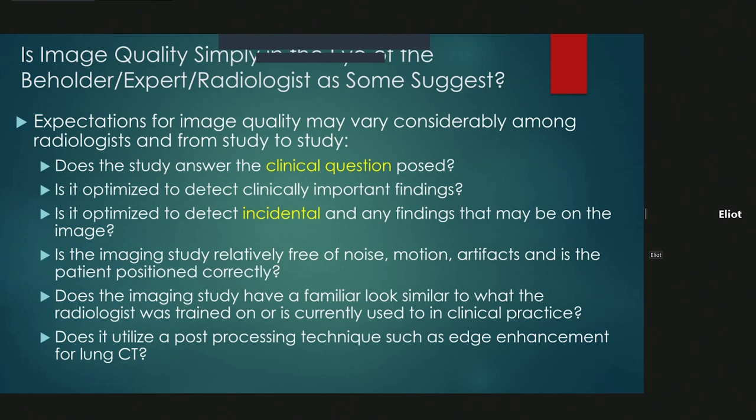And so many radiologists really get used to a particular look and feel, or a particular filter or kernel for reconstruction. And then the other question is, does it utilize a post-processing technique such as edge enhancement for lung CT? So when we ask radiologists the question of, do you believe that this is a quality study, there are so many variables that need to be considered beyond just radiation dose and noise associated with the image. And so the whole idea of trying to assign a number or score related to quality brings up a large number of challenges.